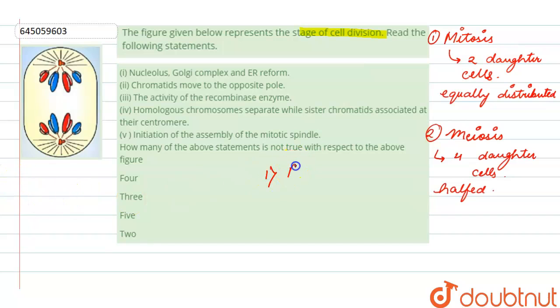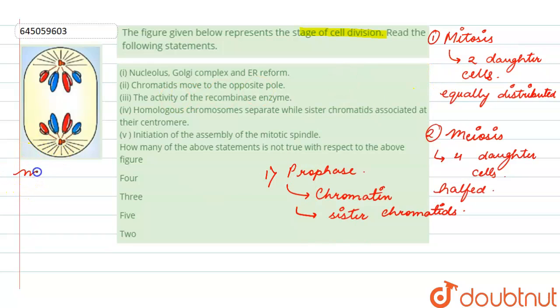First is prophase. Prophase is the stage where the chromatin or the chromosome divides into sister chromatids. Alright. And this happens in the prophase stage of mitosis. So, the division that is taking place here is mitosis. Alright. Now, here the sister chromatids, we can see that they have separated.